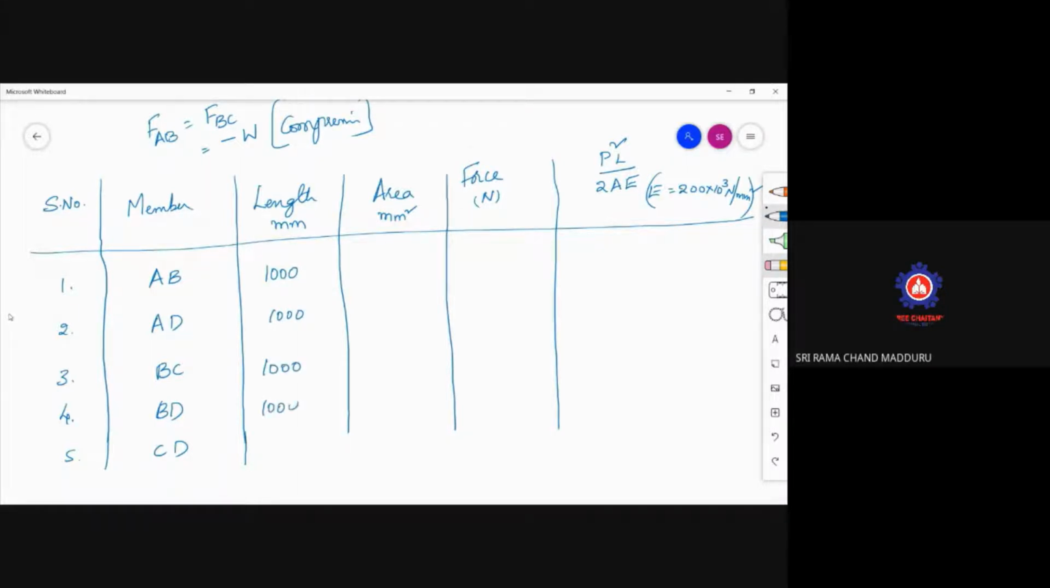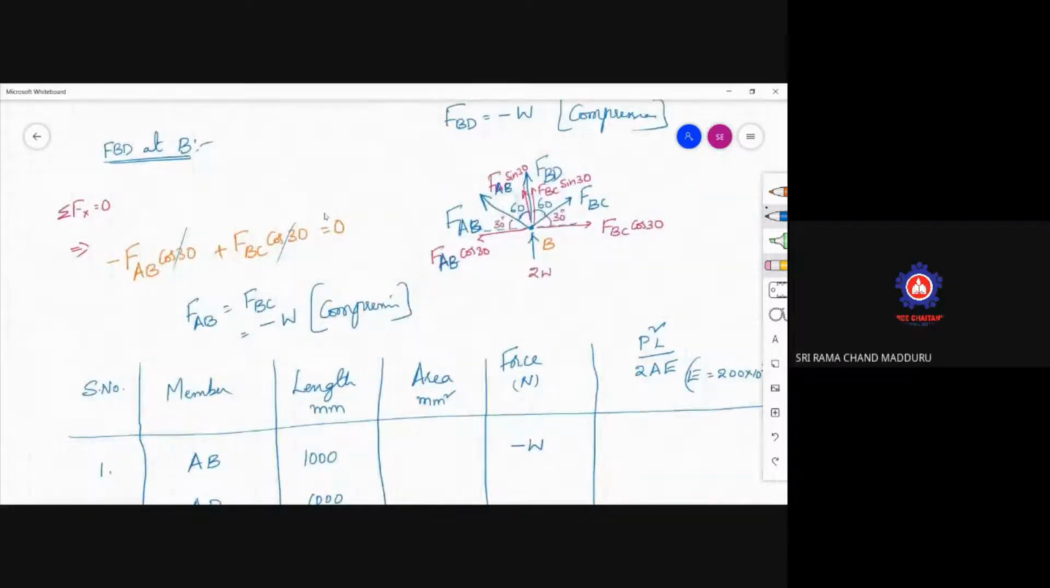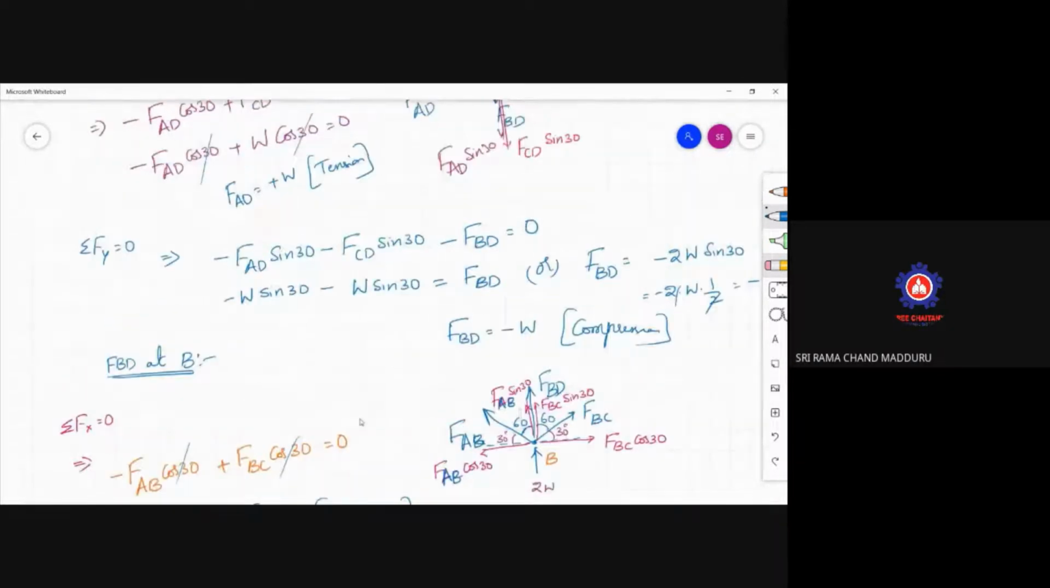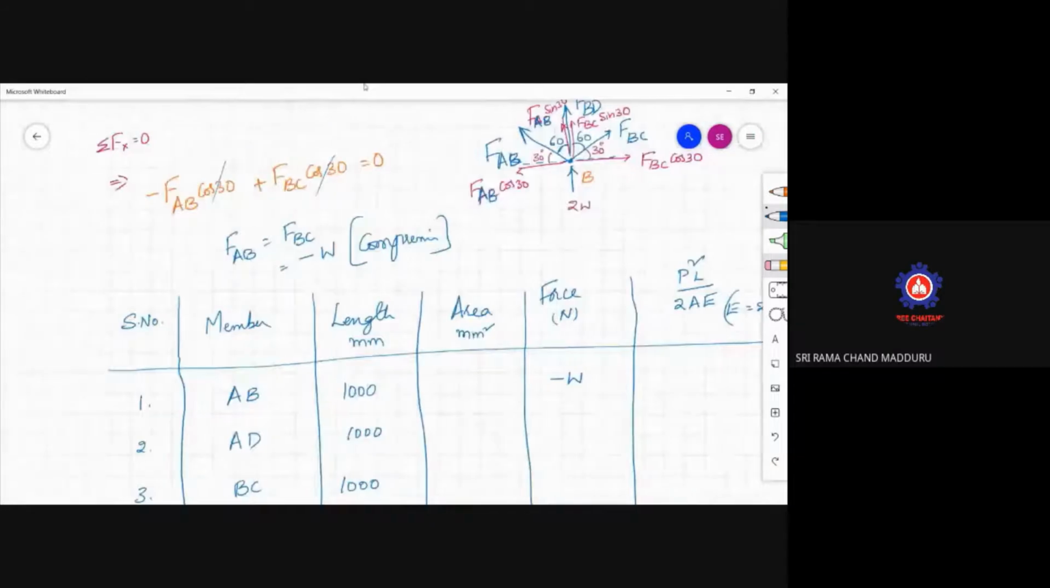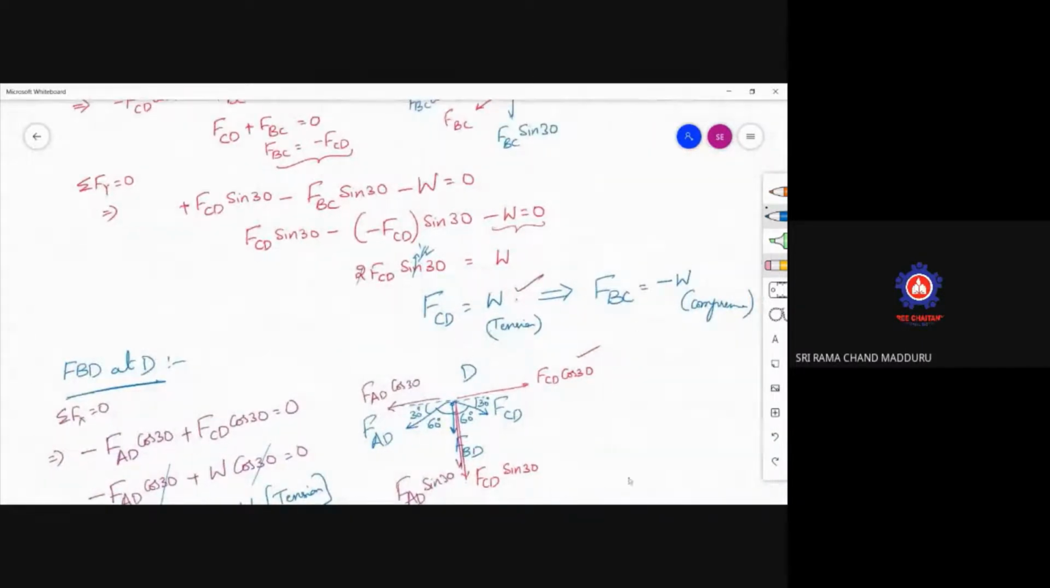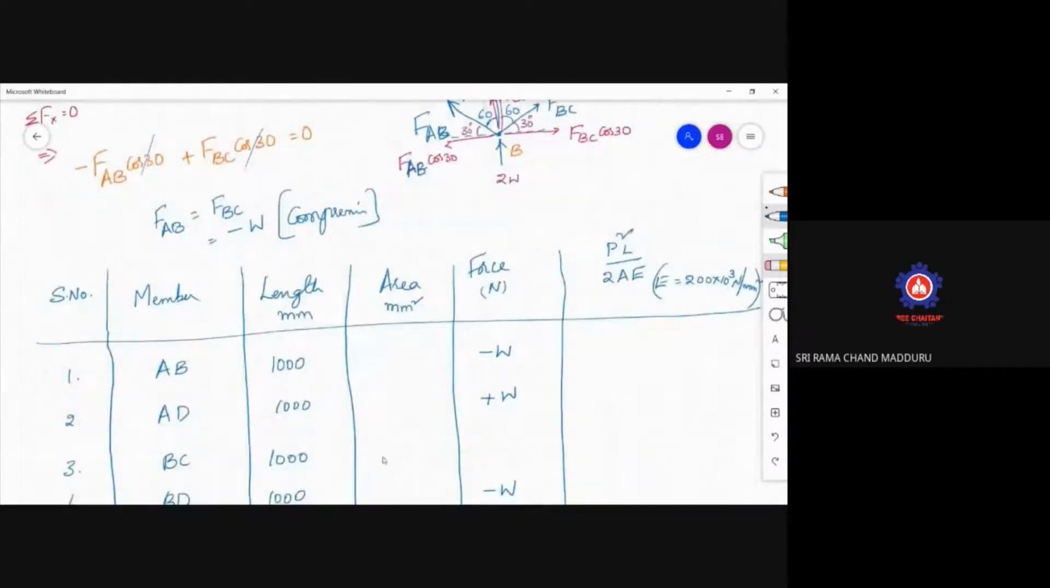Area is nothing but, so from the force you will get the area. What is the force in AB? AB is minus, you just got it here. So BD minus W. AD plus W. CD is W, BC is minus W.